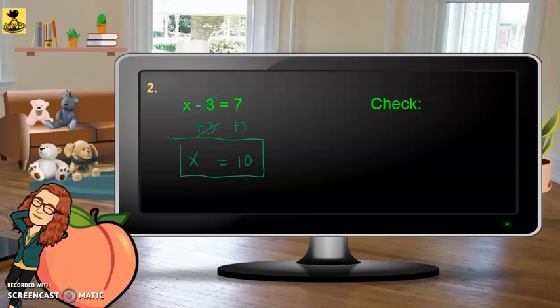Let's do the checking by using the original equation. x minus 3 equals 7, and 10 is our x. So 10 minus 3 is equal to 7. Yes, 7 is equal to 7. So we have the same values for the left and the right of the equation. Then we can say that 10 is really the answer of this equation.